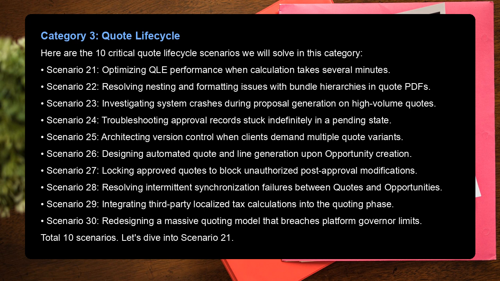Scenario 26. Designing automated quote and line generation upon opportunity creation. Scenario 27. Locking approved quotes to block unauthorized post-approval modifications. Scenario 28. Resolving intermittent synchronization failures between quotes and opportunities. Scenario 29. Integrating third-party localized tax calculations into the quoting phase. Scenario 30. Redesigning a massive quoting model that breaches platform governor limits. Total 10 scenarios. Let's dive into Scenario 21.